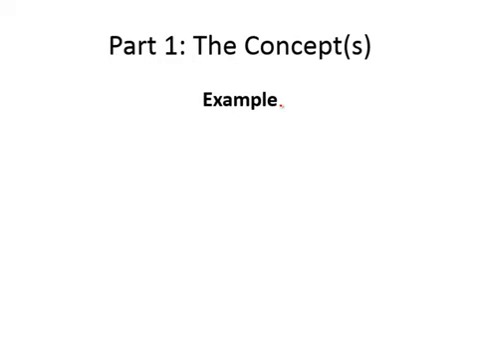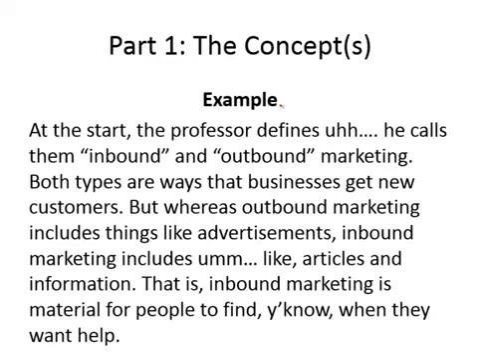So here's an example. At the start, the professor defines, he calls them inbound and outbound marketing. Both types are ways that businesses get new customers. But whereas outbound marketing includes things like advertisements, inbound marketing includes articles and information. That is, inbound marketing is material for people to find when they want help.